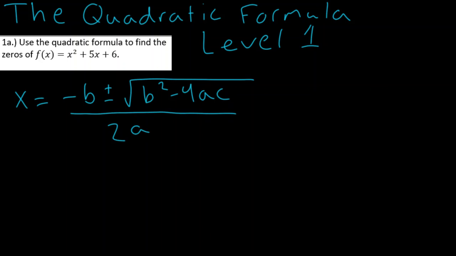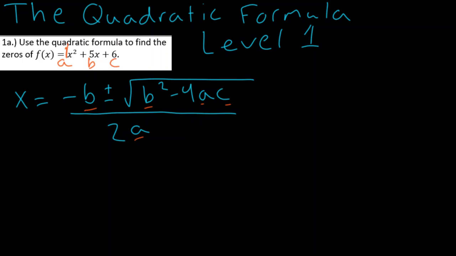So what's our very first step? Well, we always want to go to our function and label our coefficients. So a is always the number in front of x squared. We don't see a number in front of x squared, so we assume that a is 1. We know that our b term is 5, it's in front of x, and our c term is the 6. So I'm going to fill in these a, b, and c's into these various positions.